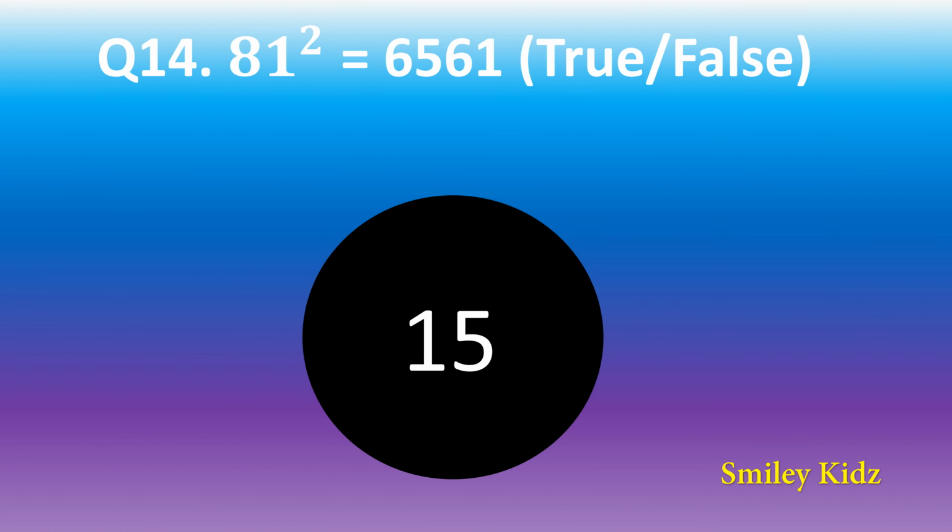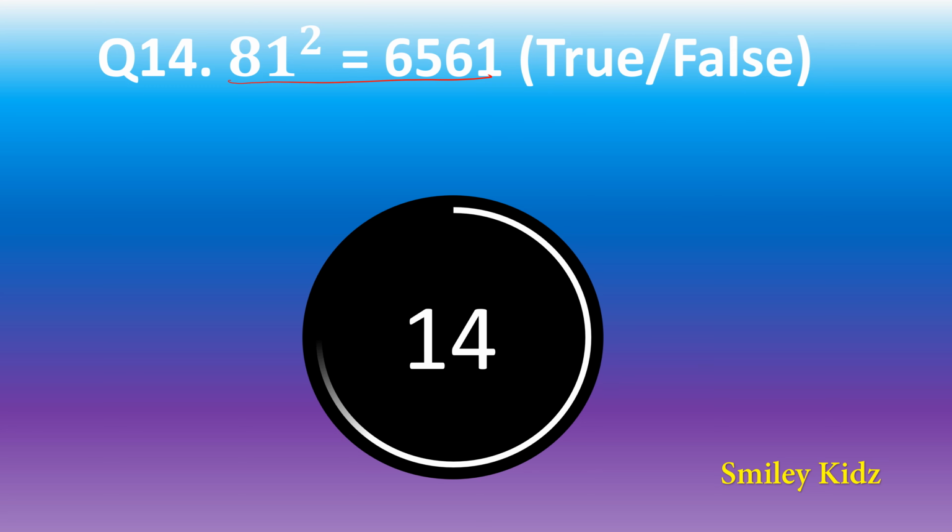Question number 14. 81 square is equal to 6561. True or false? Your time starts now.